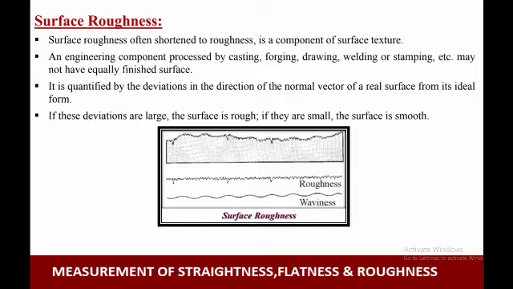Any engineering component processed by casting, forging, drawing, welding or stamping etc. may not have an equally finished surface. It is quantified by the deviation in the direction of the normal vector of a real surface from its ideal form. If these deviations are larger, the surface is rough, and if they are small, the surface is smooth.